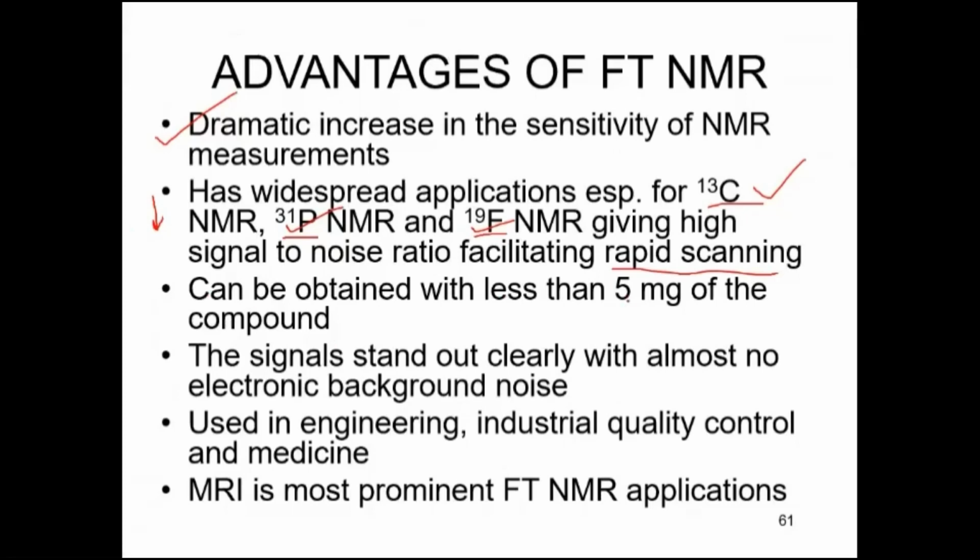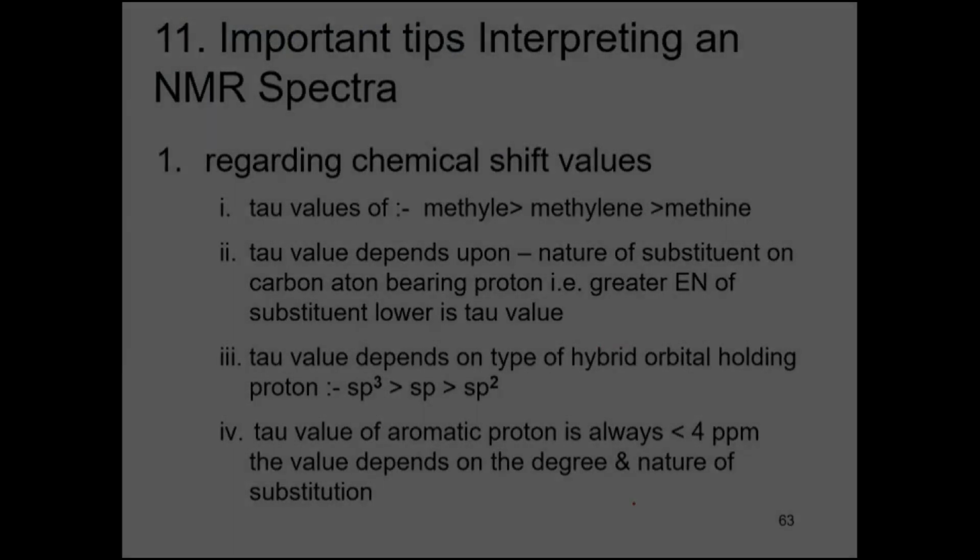Now signal can be obtained with less than 5 milligram of compound. The signal stands out clearly with almost no electronic background noises. It is used in engineering, industrial quality control and in medicine. See, MRI, magnetic resonance imaging, is a type of NMR only, FT-NMR only. That is the most important FT-NMR application.